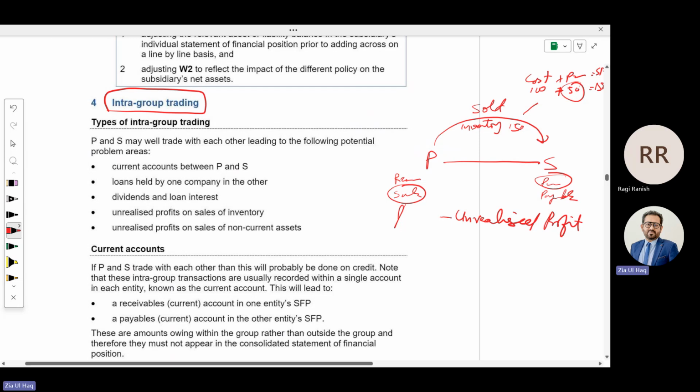How can we eliminate it from inventory? By crediting the inventory with 50. How can we eliminate it from retained earnings? By debiting retained earnings, because retained earnings has credit nature. Debiting means reducing.